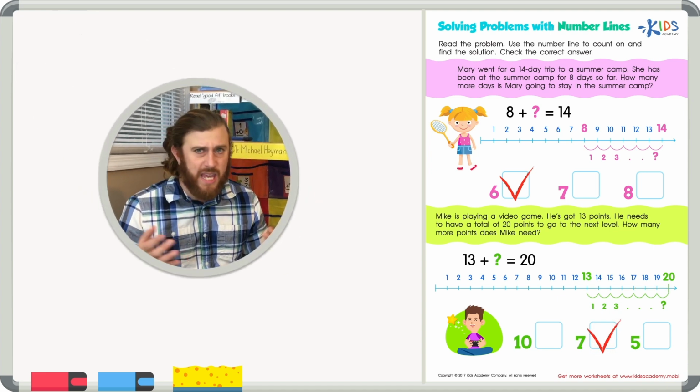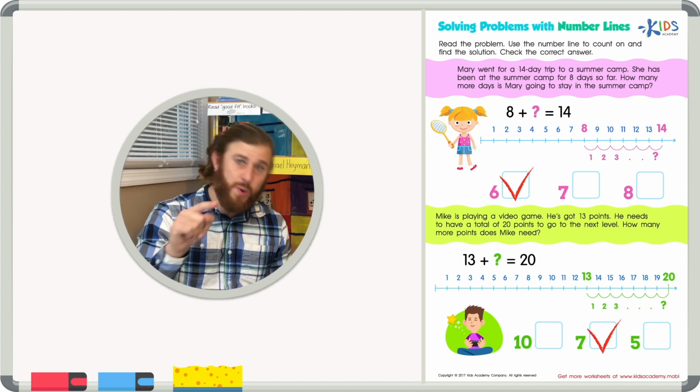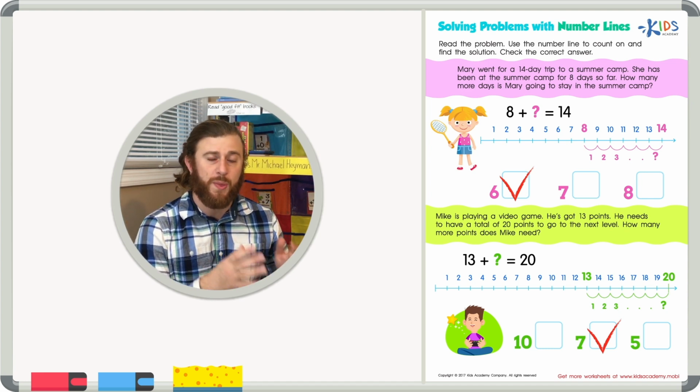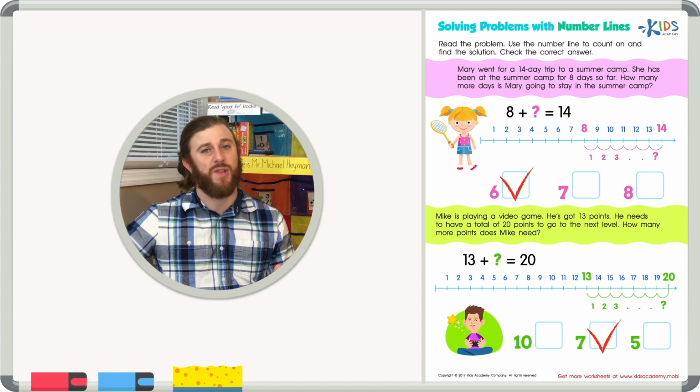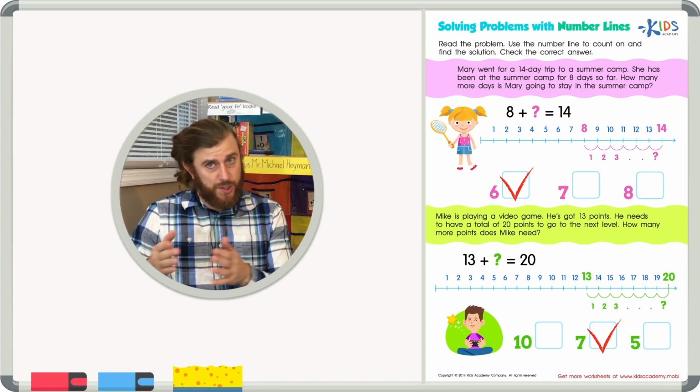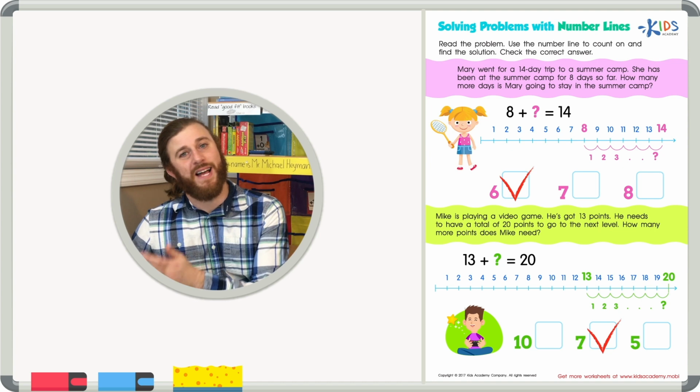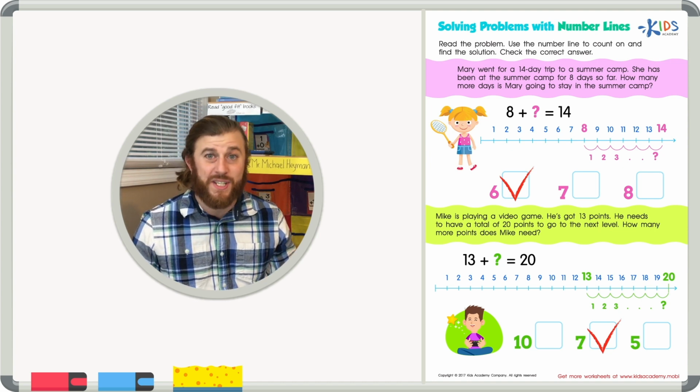Remember, boys and girls, even if you don't have a number line made, you can make one too. Start at the first number and count to the answer. The numbers that it takes you to get to the last number, or your answer, is the missing part in your equation.